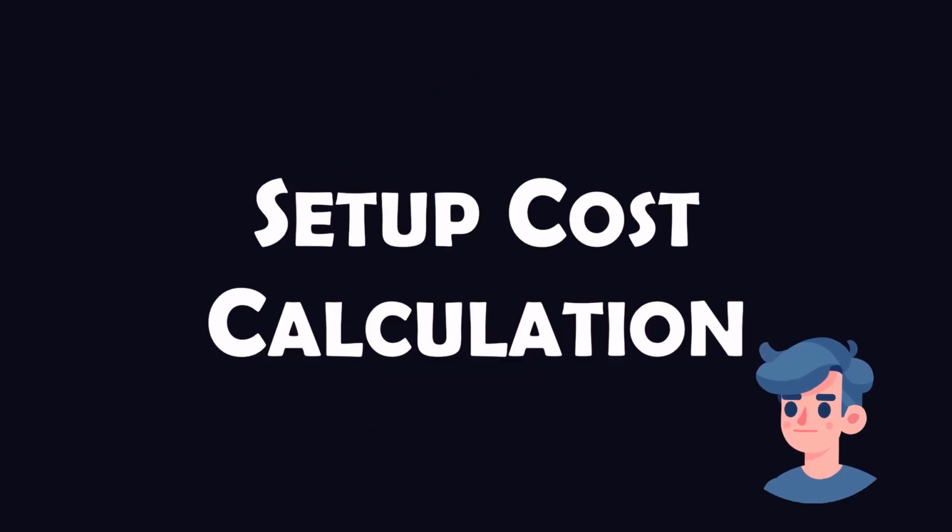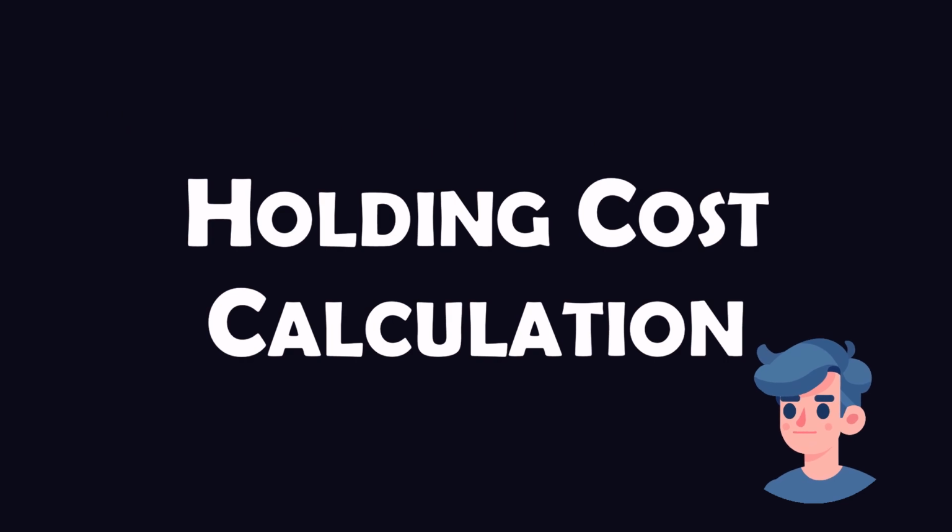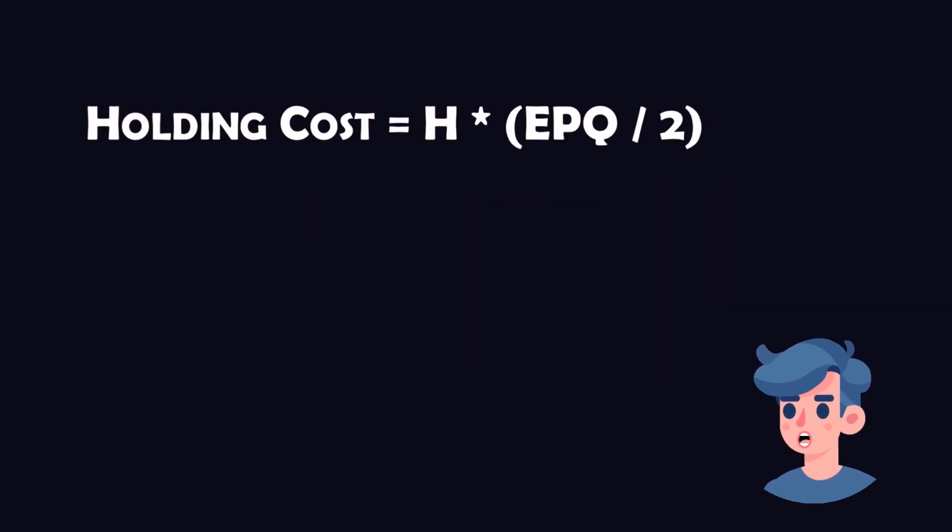Total setup cost is calculated as setup cost per batch times annual demand divided by EPQ. For our example, it becomes $500 times 10,000 divided by 2,236, which is almost equal to $2,235.75 annually. Similarly, total holding cost can be calculated as holding cost per unit times EPQ divided by 2.